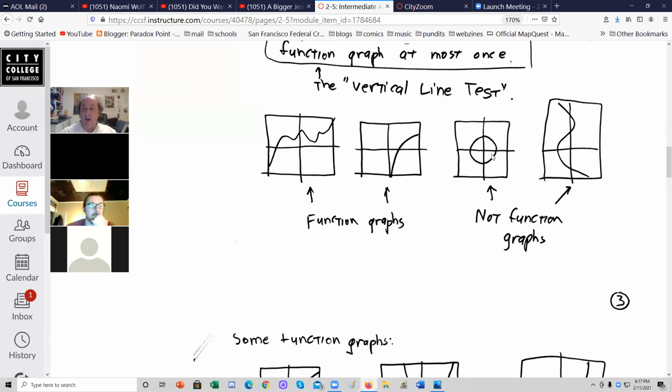In a sense, you could say that, for example, the upper half of this circle is one function and the lower half is another function. So it's really 2 function graphs. Similarly, you could talk about this being a function and this being a function and this being a function.